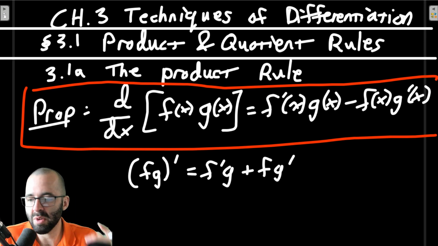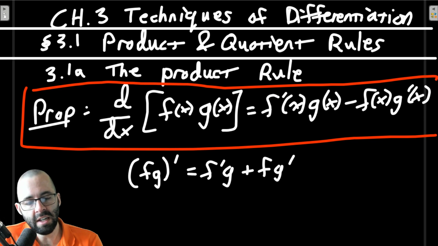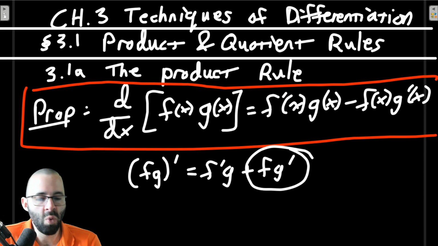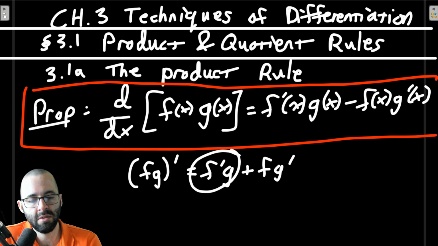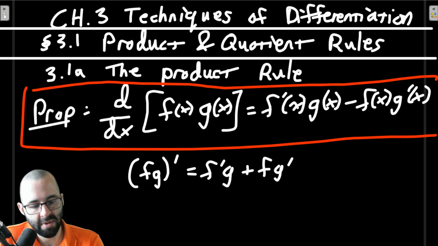This is an applications course in general. So we're just going to have to use this. F prime g plus fg prime. Each pair, and it doesn't matter what order they're in, is just one original and one derivative, plus the other derivative and the other original. Okay? So let's get using it.